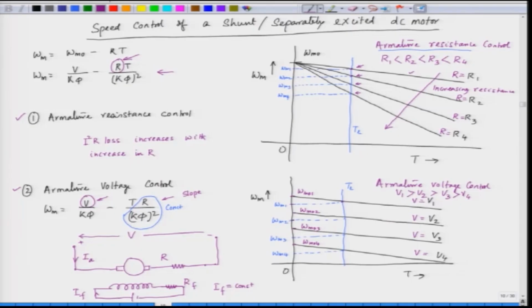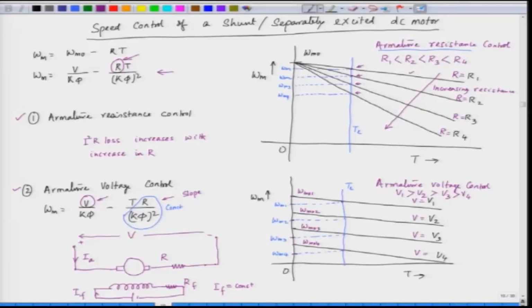corresponding to V 2 the speed is omega 2, and then when we further reduce the voltage, the speed decreases and this becomes omega 3, and then when we further reduce the voltage, the speed again decreases and we get omega 4. So, this is how we control the speed of the motor. Now, in this case we do not vary the resistance, the armature resistance is at the minimum value. So, this is more efficient than armature resistance control. However, to vary the voltage V, we must have a variable DC voltage source. That we will see a little later.